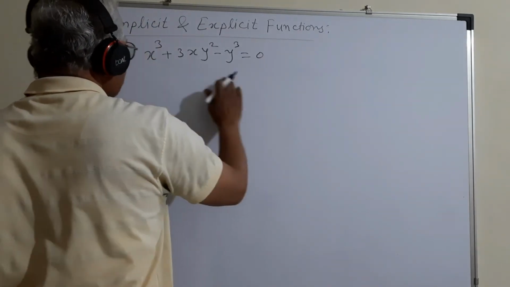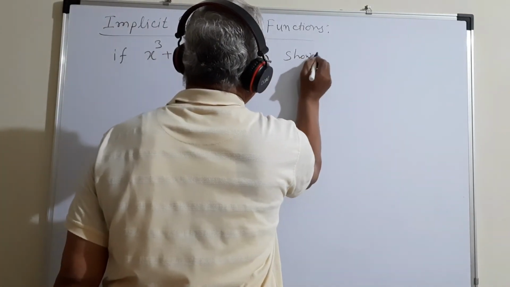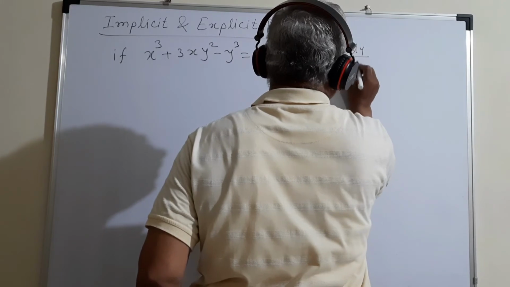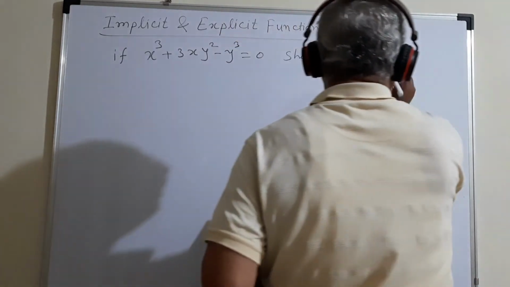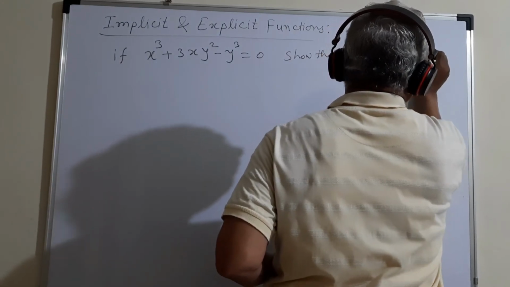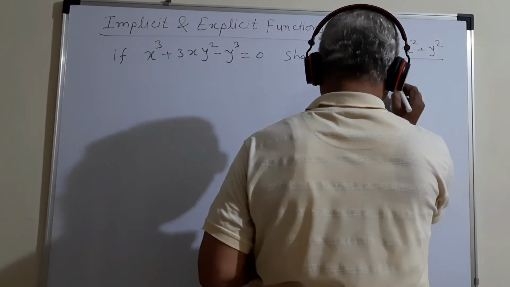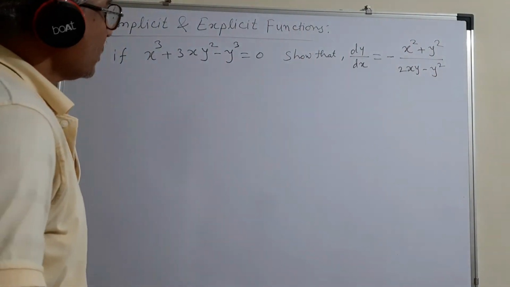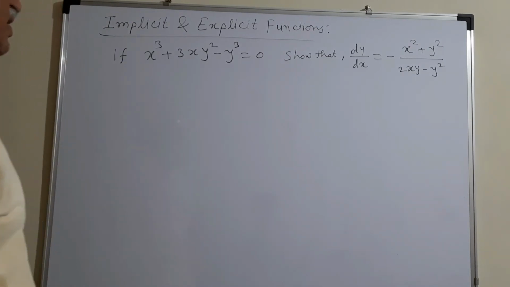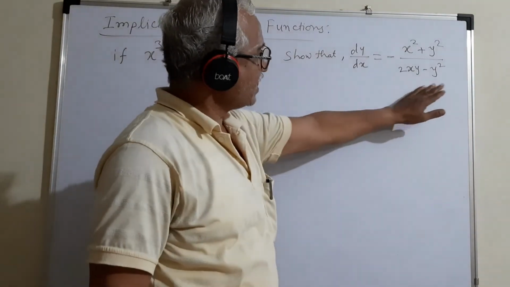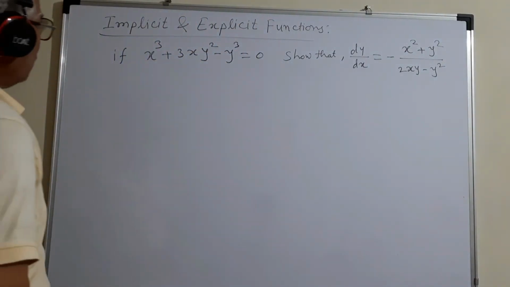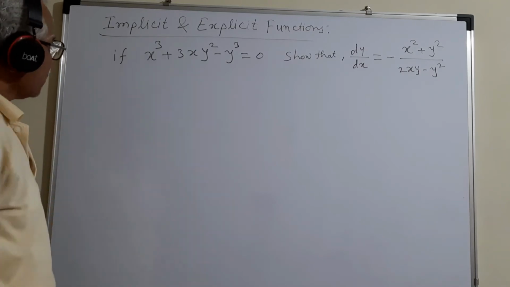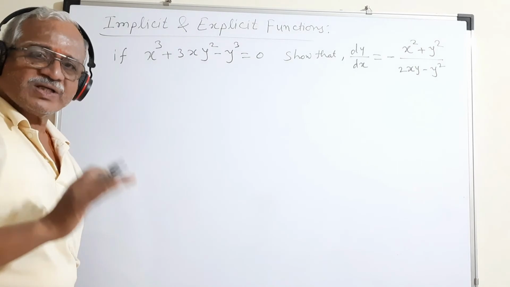And if for such a function you are asked to show that the expression for dy by dx is equal to minus of x square plus y square divided by twice xy minus y square. That is what we want to prove. So here we have this function f of x and y. Let us first obtain the expressions for dou f by dou x and dou f by dou y.